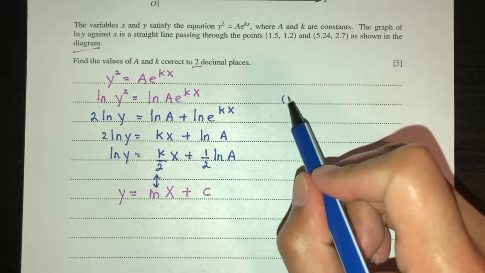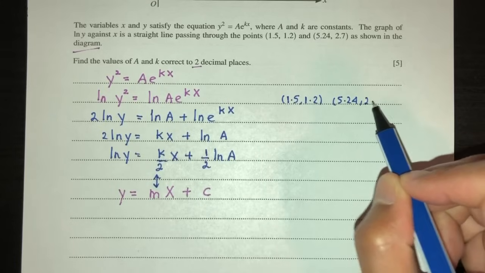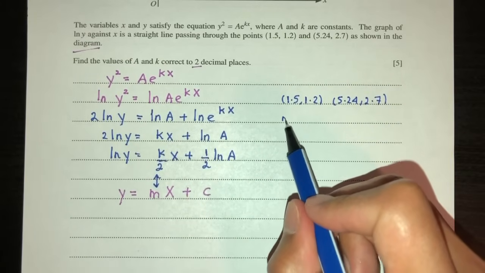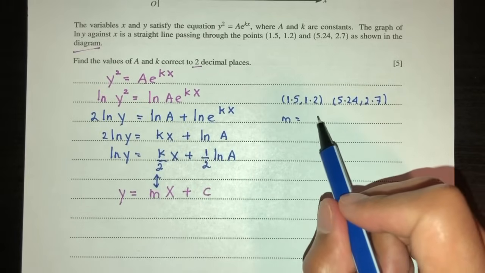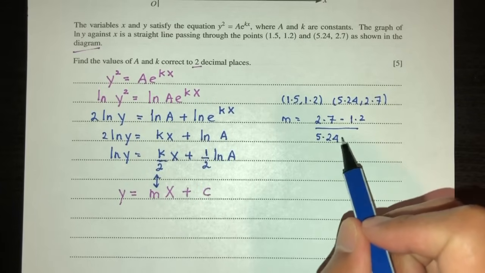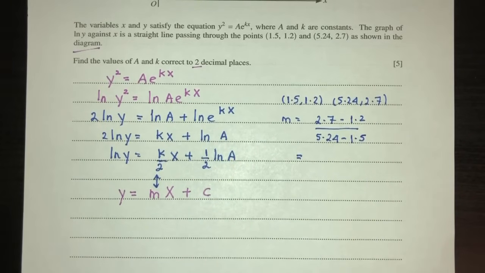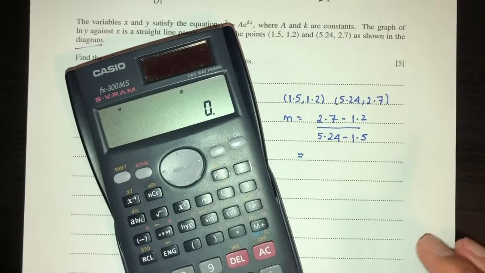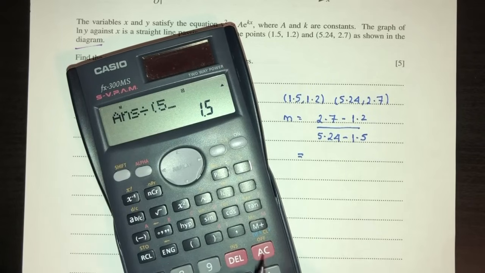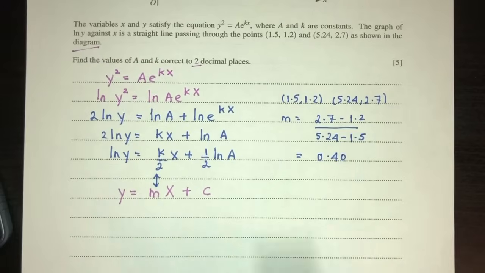So since we have 2 points already, 1.5 and 1.2, and 5.24 and 2.7, we can find the gradient, which is m. That will be y2 minus y1, so 2.7 minus 1.2 over x2 minus x1. So let's see what value you will have from this gradient. So you will have 2.7 minus 1.2 divided by 5.24 minus 1.5. That will be 0.40, correct to 2 decimal places. So this is the value of m.